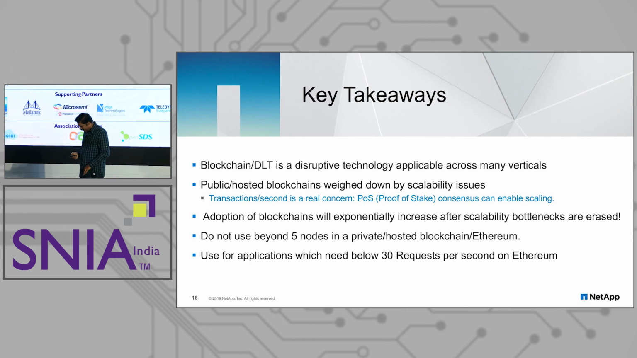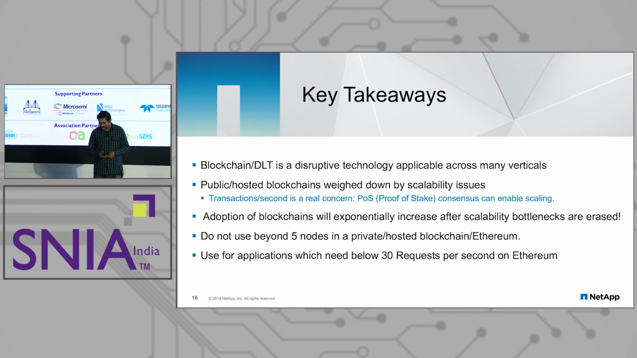Some of the key takeaways from this application: distributed ledger technology is evolving and is a disruptive technology applicable across various industry sectors. Public blockchain, through our experimentation and various sources, suffers from scalability issues. Unless they change the consensus mechanism to proof of stake, a software-based authentication mechanism, we won't be able to get better performance, and hence adoption will increase in future as it changes.